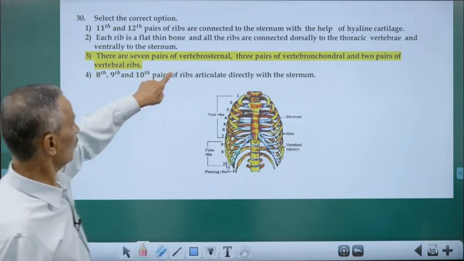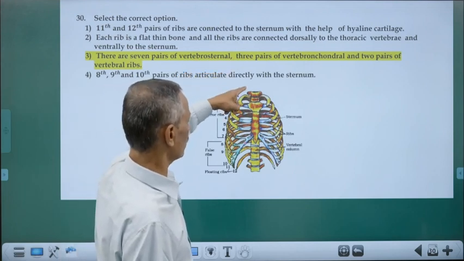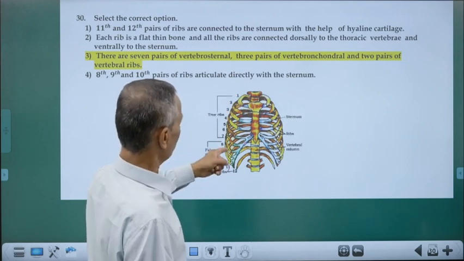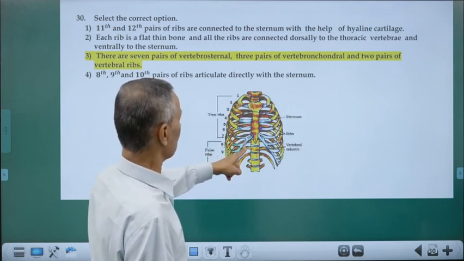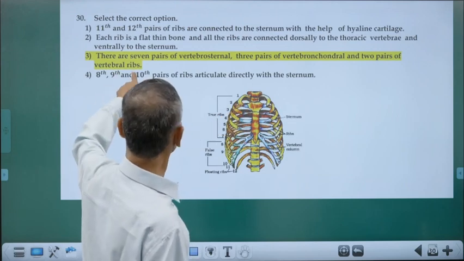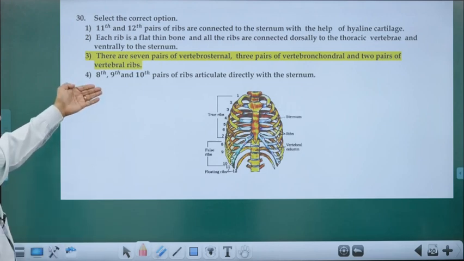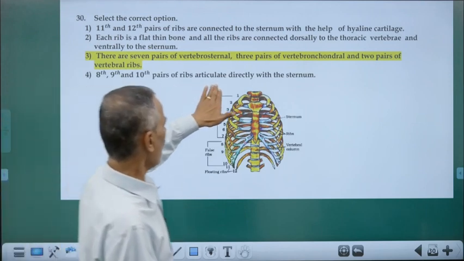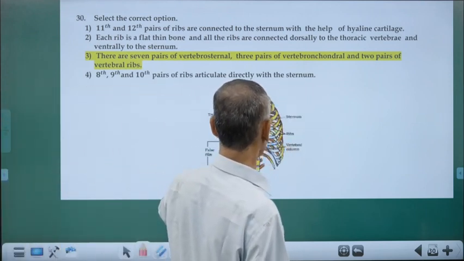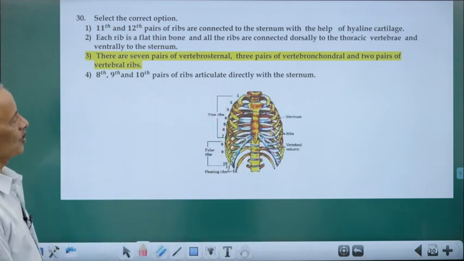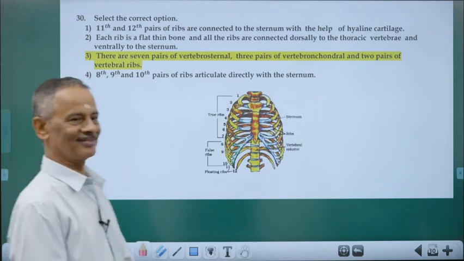There are 7 pairs of vertebrosternal ribs, connected to the vertebra dorsally and the sternum ventrally. 3 pairs of vertebrochondral, connected to the vertebra dorsally and to the cartilage of the 7th, correct. And 2 pairs of vertebral ribs, that is floating ribs. That is the correct statement. The 8th, 9th and 10th pairs of ribs articulate directly with the sternum? No, indirectly to the sternum through the cartilage of the 7th. They are called false or indirect. So only 3 is correct.